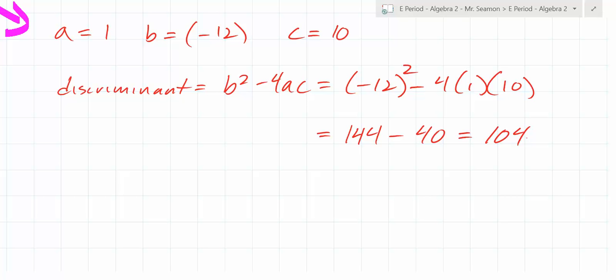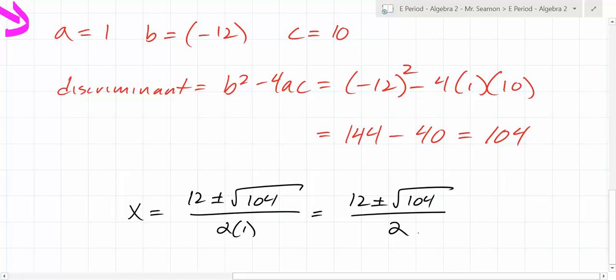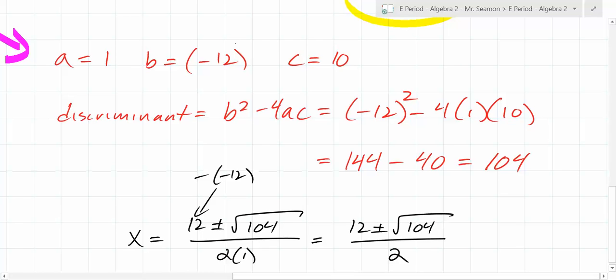So therefore, if that's the discriminant, who wants to volunteer, what does x equal? You have a, b, c, and the discriminant. 12 plus or minus the square root of 104, all over 2 times 1. I'm just going to write it out. 12 plus or minus the square root of, well, it's negative 12, so it's positive over 2. Because this right here was negative 12. So again, it's not negative b. What is the opposite of negative 12?